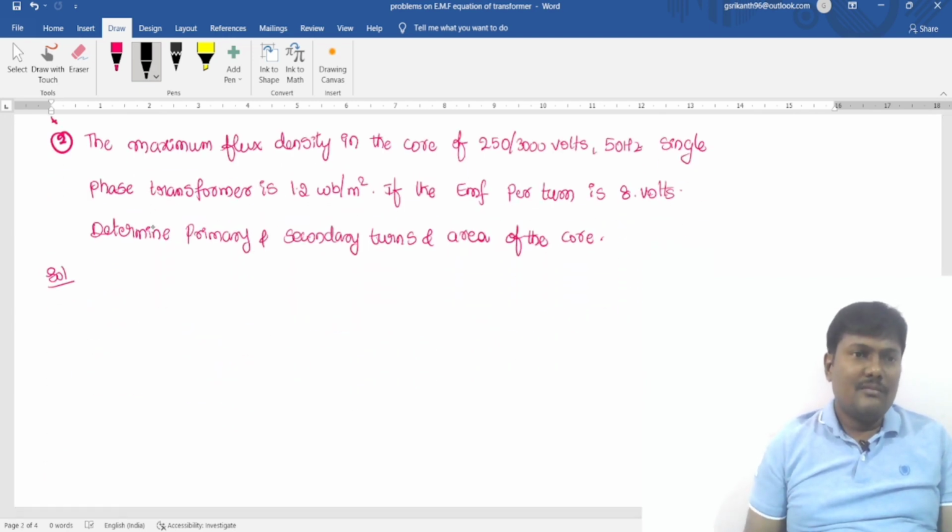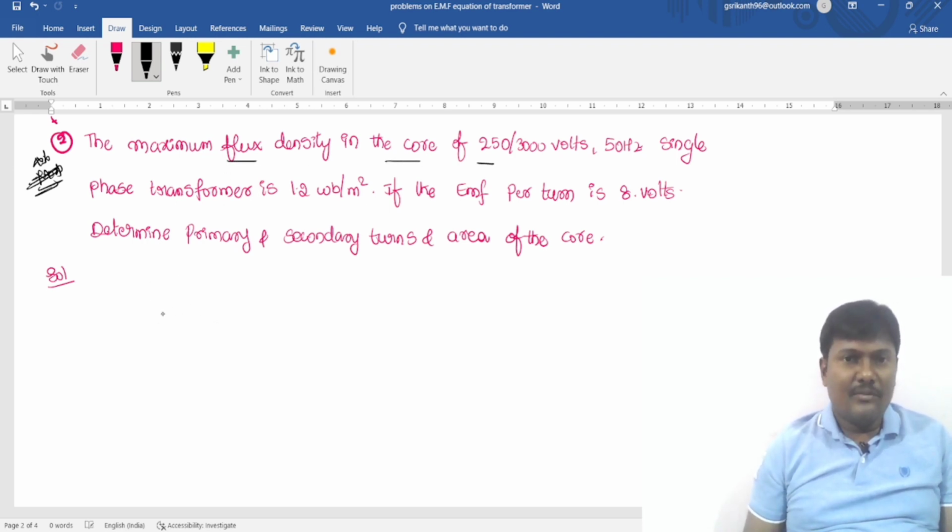And coming to the second problem, this problem is repeated so many times, and also this problem is very important from an exam point of view. The maximum flux density in the core of a 250 by 3000 volts, this is low voltage and this one is high voltage. So low voltage winding means 50 hertz. You should write it as the frequency is 50 hertz. Single phase transformer, Bmax is equal to 1.2 Weber per meter square.